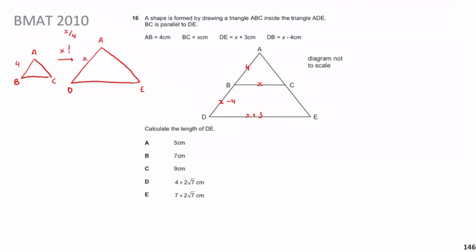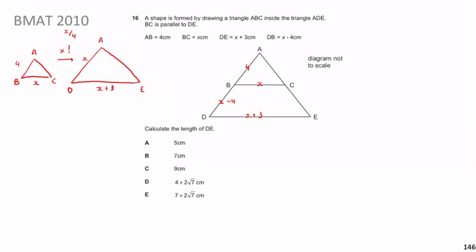And we need to calculate what DE is. So we know that BC is x. And what else do we know? AC, do we know that? No, we don't. And what we know is that DE is x plus 3.